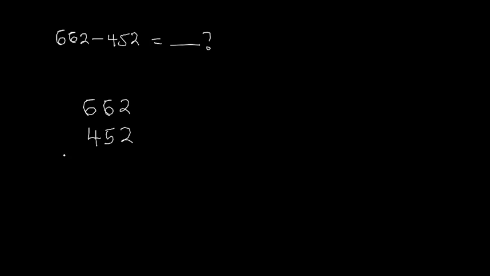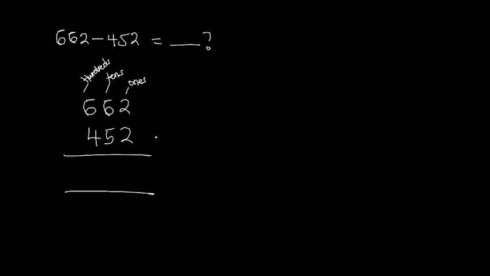So we are to subtract 452 from 662. Alright, so what is going to be our answer over here? So to do that, we write down our number 662, then we have 452. We make sure all of them are well aligned. Now we have to note that this is our ones column, this is our tens, and this is our hundreds.